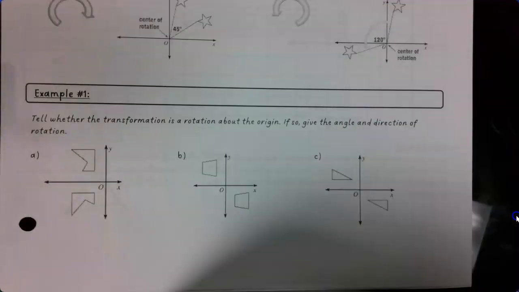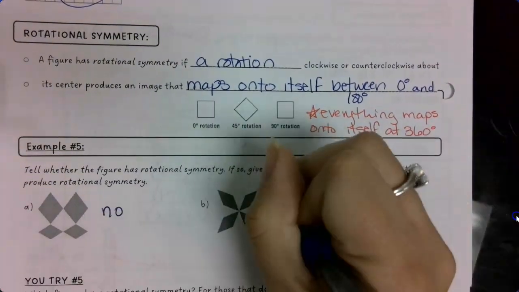So same thing for B. If I spin this one 90 degrees, does it look like my original? Yes. And if I spin this one 180, does it? Yes. So this one is yes, 90 and 180 degrees.